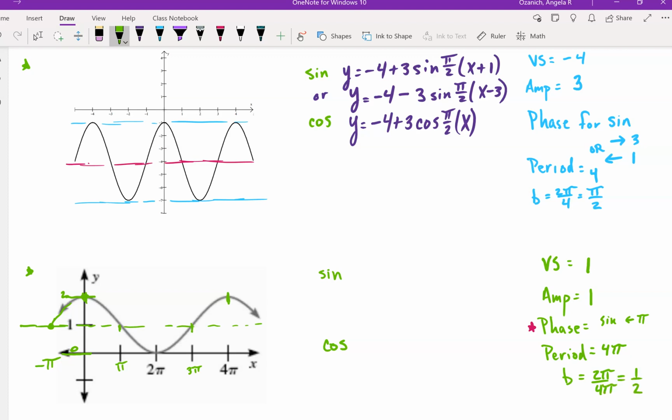So we can go ahead and use this information now to write our equation. So let's write the cosine one first. So y is equal to 1 plus our amplitude of 1. We can either write it or we don't need to write it. Cosine of 1/2 times x plus, oh, did we have a phase shift? I don't think we did, right? That is going to be for sine. So we just are going to write x.